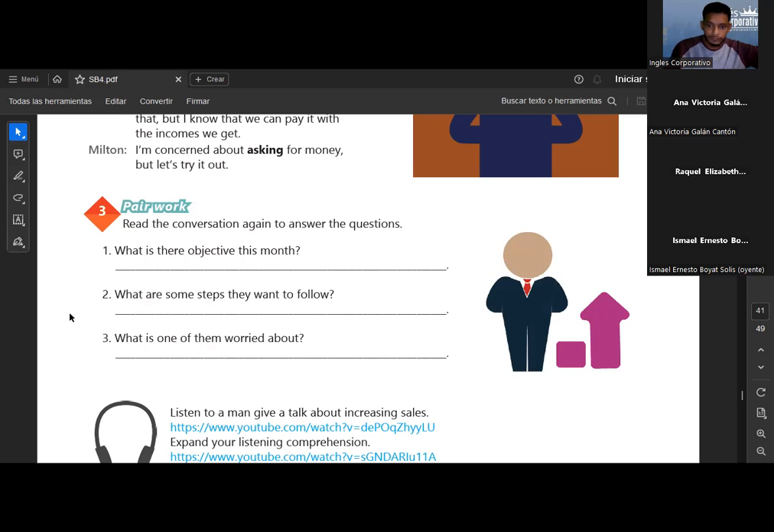Okay, if you want, read number two and I answer. What are some steps they want to follow? First, analyzing and keeping track of the incomes and outcomes. I think this is the steps.